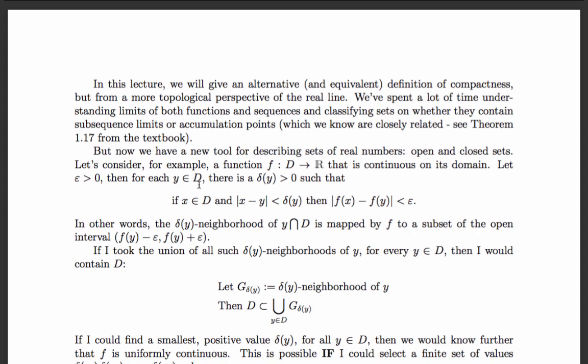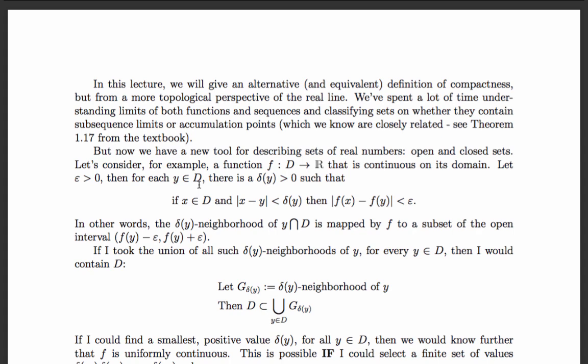So we spent a lot of time understanding limits of functions and sequences and classifying sets and whether they contain subsequence limits or accumulation points, which of course we know those ideas are closely related by Theorem 1.17 of the textbook. But now we have a new tool for describing sets of real numbers, open and closed sets, right? In the last lecture, we learned the precise definition of what it means for a set to be open or closed. So let's consider thinking about functions in terms of this perspective, open and closed sets.